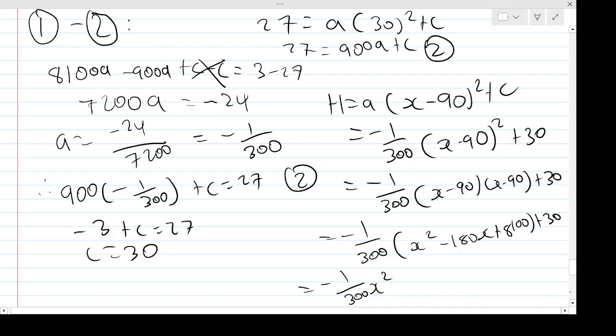Then I get positive 3 over 5. Then I'm going to do minus 1 over 300 times by 8,100. I then get minus 27 plus 30. That's going to be plus 3. Okay. And that's then going to equal h. And there we are. We've got the quadratic expression for h. Cool. There we are.